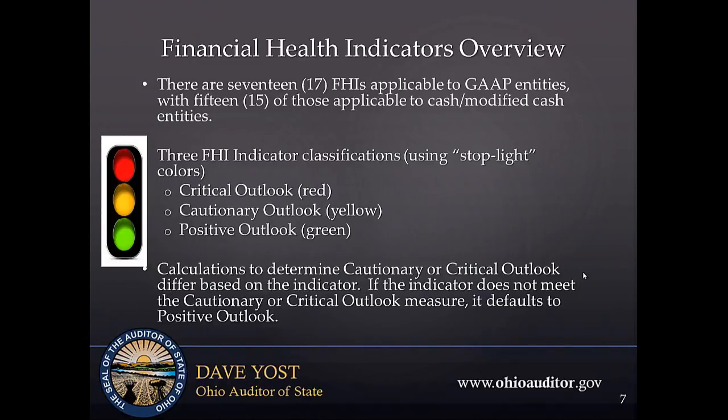There are 17 financial health indicators applicable to GAAP entities, with 15 of those applicable to entities reporting on a cash or modified cash basis. We have 3 classifications that an indicator can result in using the stoplight colors. Critical outlook, signified by a red color, cautionary outlook, signified by yellow, and a positive outlook, signified by green. The calculations to determine the cautionary or critical outlook are different for each indicator. If an entity does not meet the cautionary or critical measure, the report will default to a positive outlook.